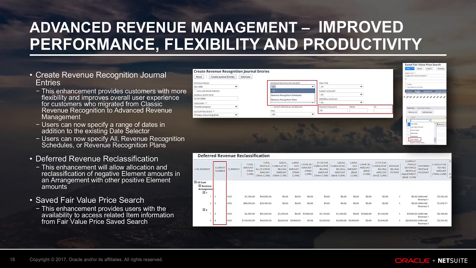Reclassify deferred revenue. This enhancement will allow allocation and reclassification of negative element amounts in an arrangement with other positive element amounts. Improved search capabilities regarding fair value price. This enhancement provides users with the availability to access related item information from fair value priced saved search.